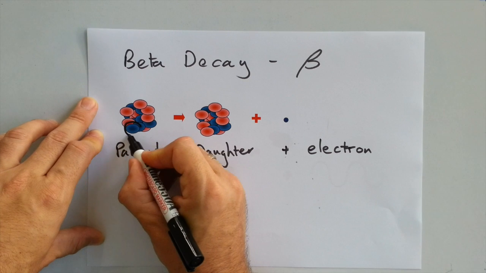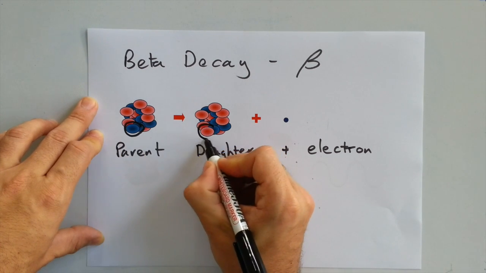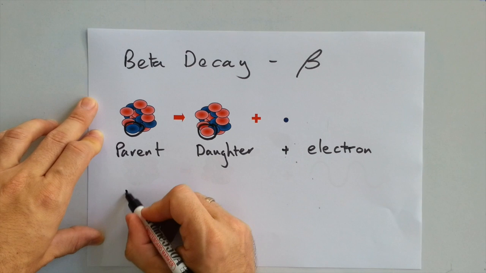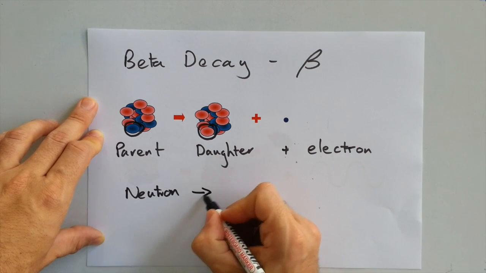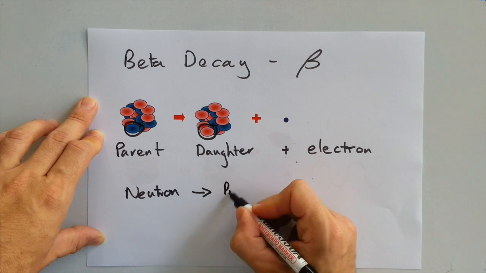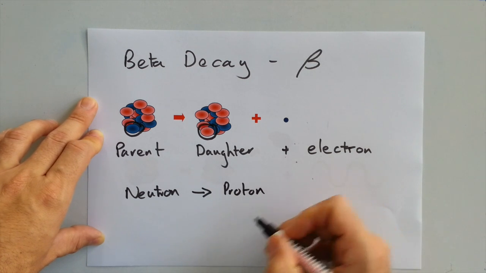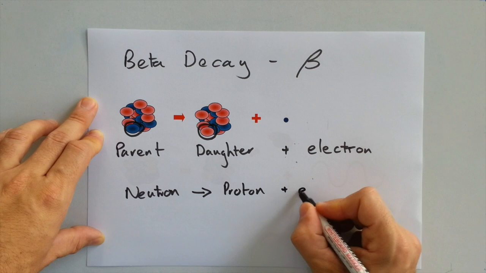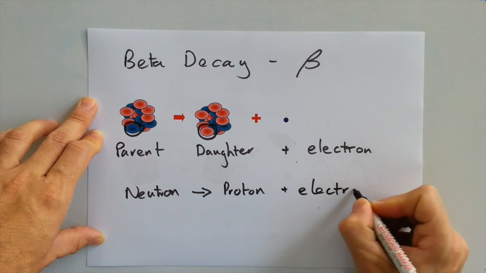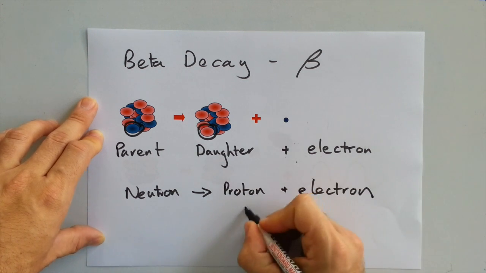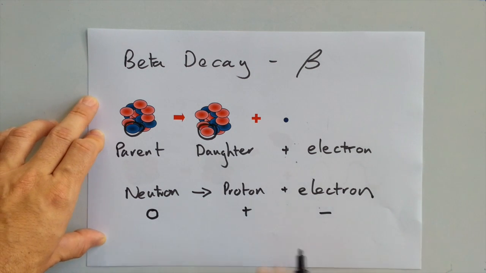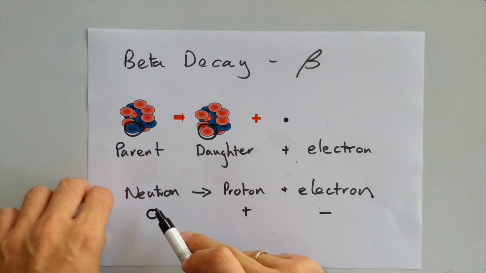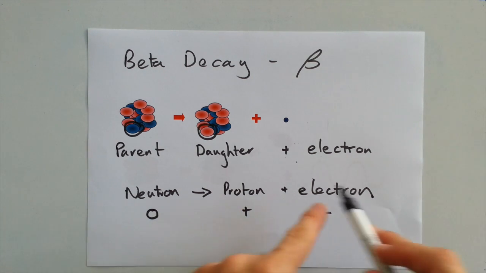If we just look at this bit here, what do you notice happened? We've actually turned a neutron that's neutral charge into a positively charged proton and released a negatively charged electron. So if we just think about that for a moment, positive, negative, that gives us no charge. So they balance out. But how can a neutron make a proton and an electron?